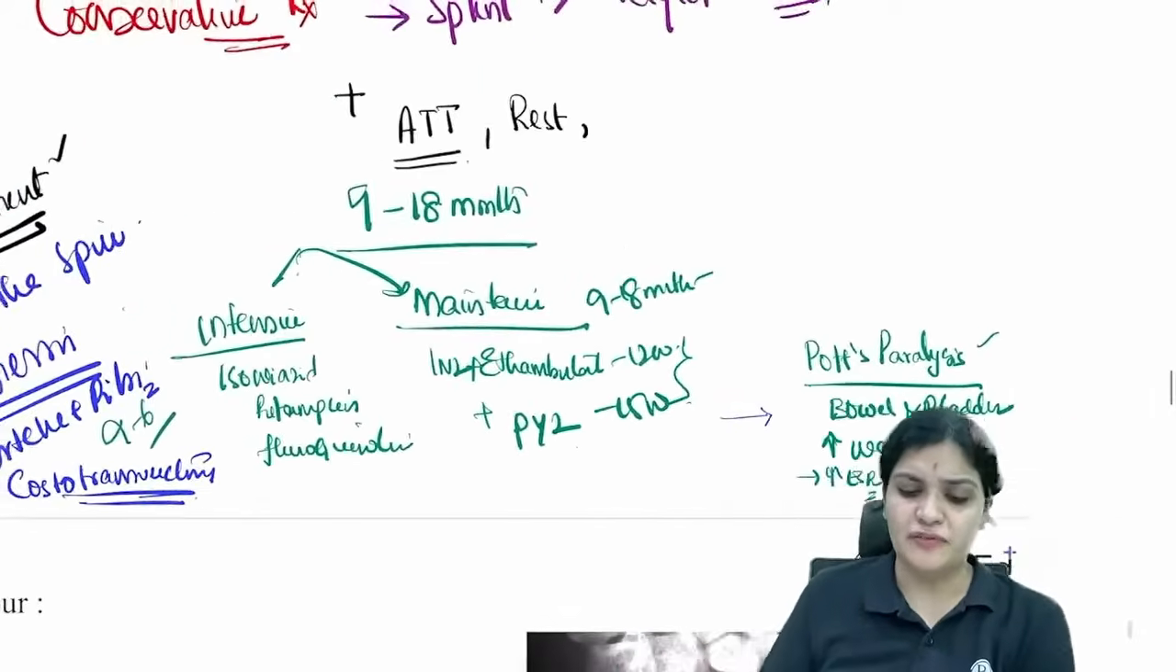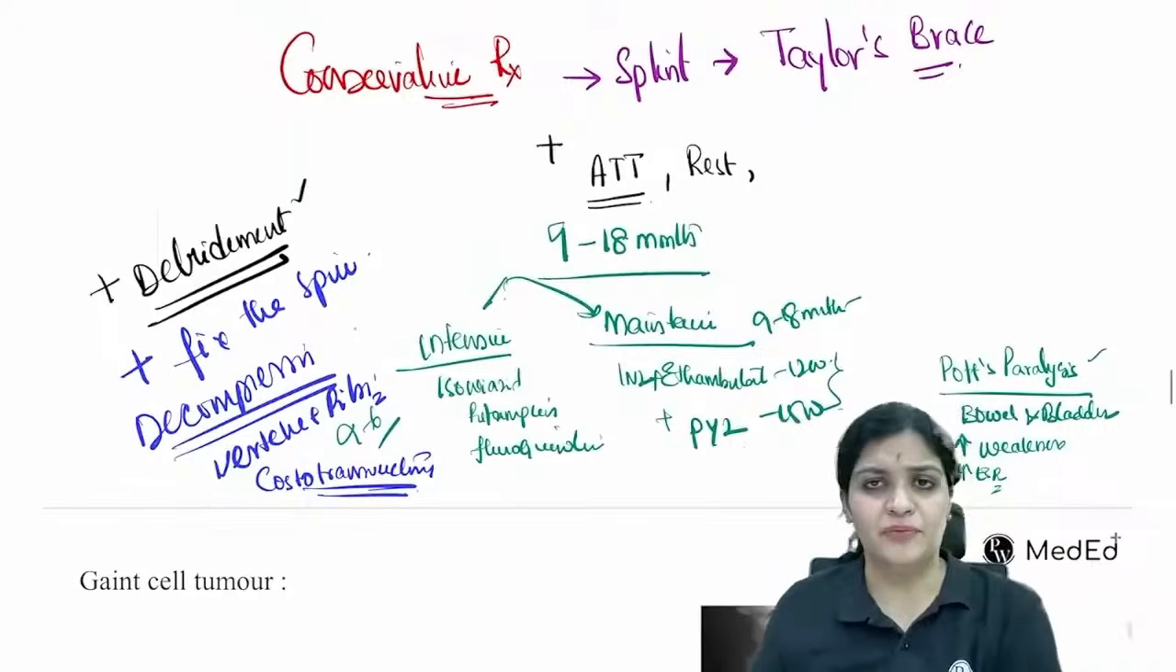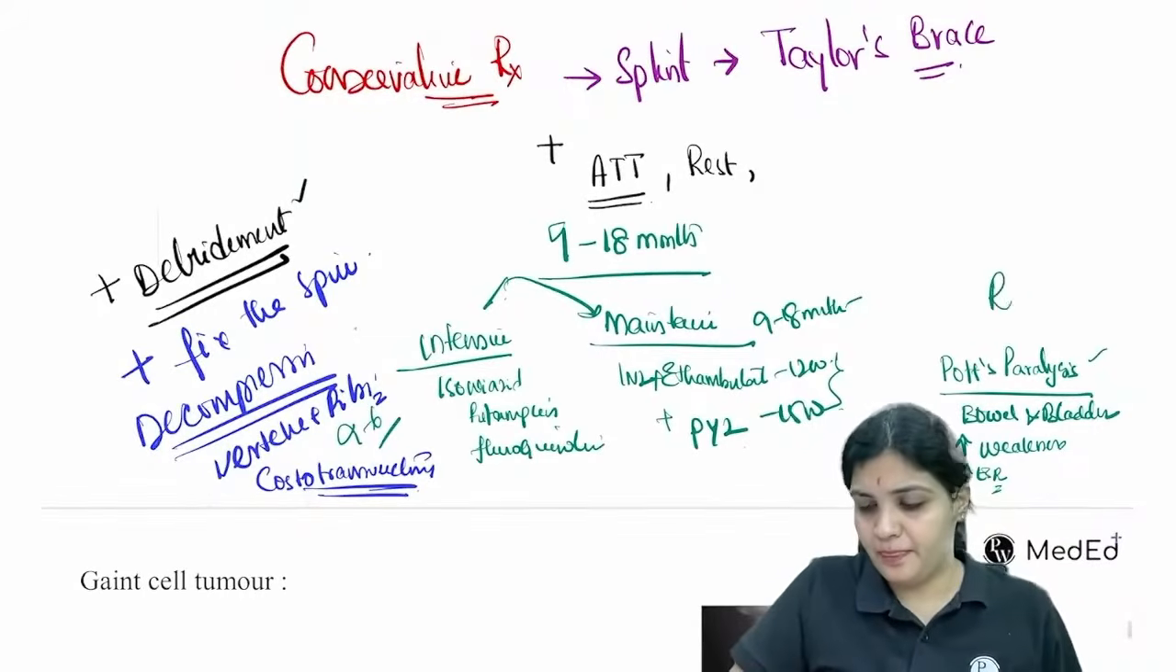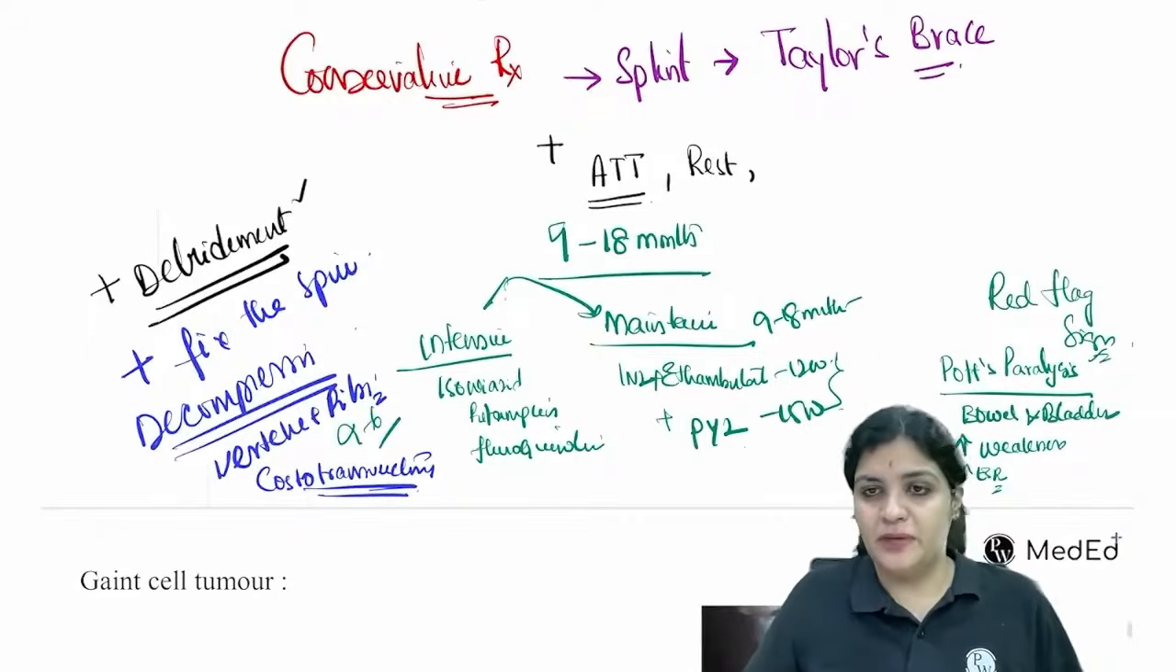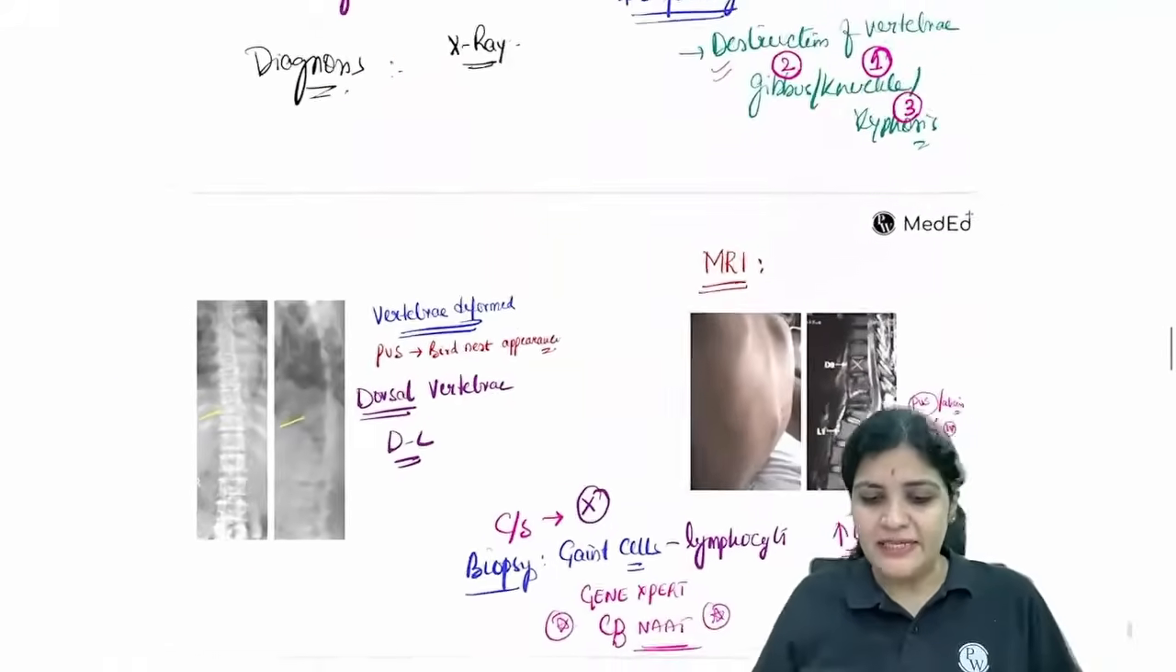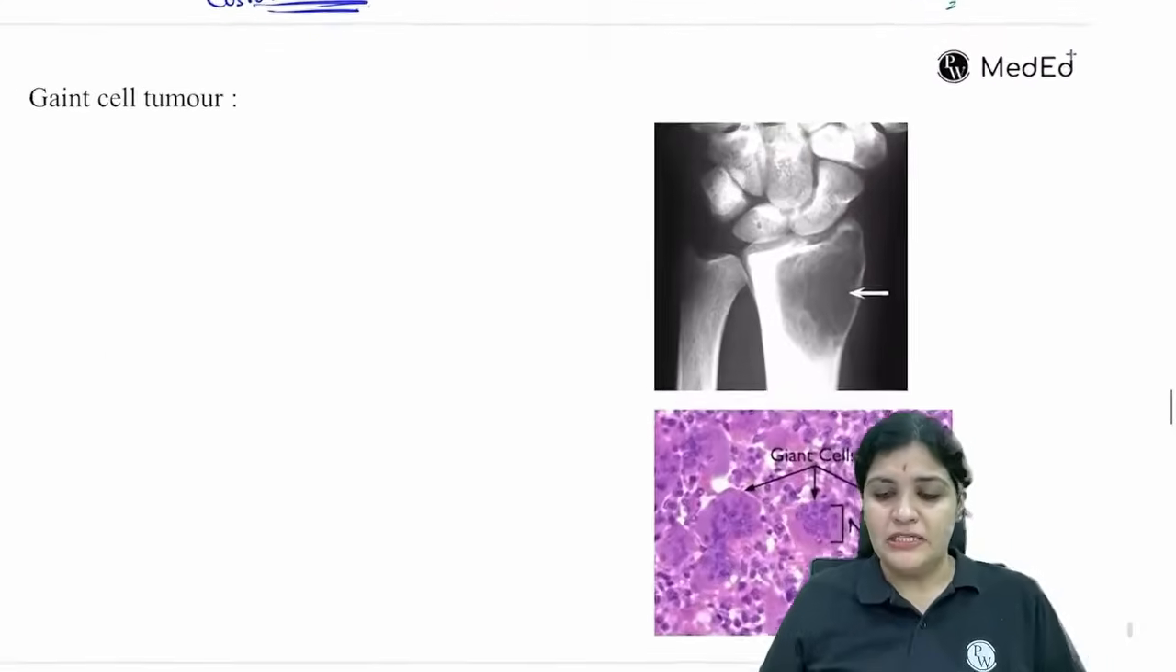But otherwise, usually we go with conservative treatment for tuberculosis. So that is about your tuberculosis. That completes the infection, and your TB spine.